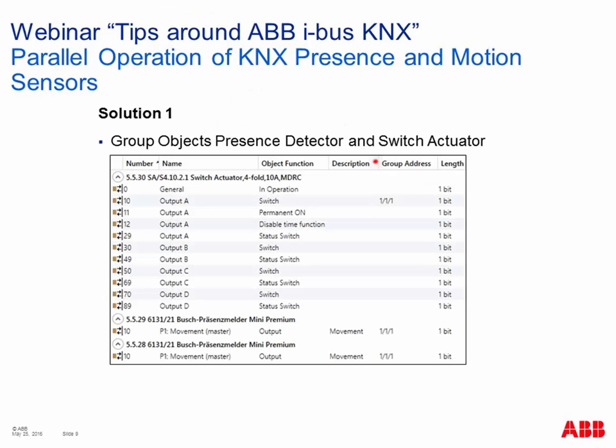Yeah, and for the communication or group objects, it's very simple. I show you here only two motion, or in this case, presence detectors in parallel. Both have the output with the same group address, 111, cyclical sending on, and the switch actuator in this case receives this group address, and with the staircase time it will be switched off. That's a more or less traditional way to do this, and should be possible in almost every case.